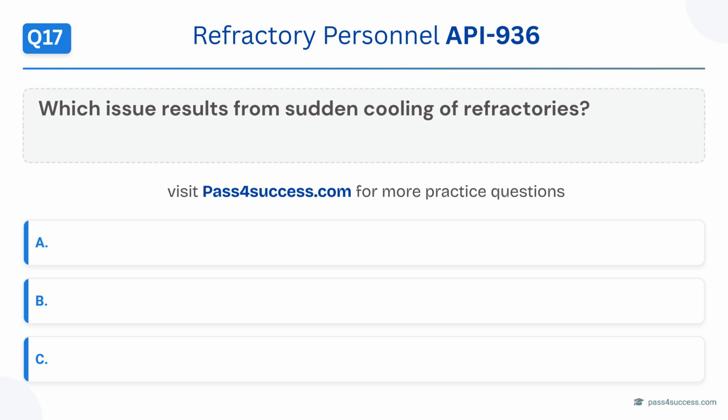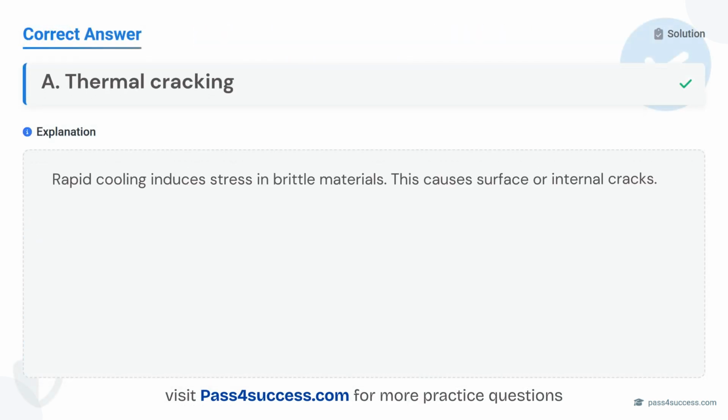This one's tougher than it looks. Which issue results from sudden cooling of refractories? A. Thermal cracking. B. Shrinkage. C. Porosity loss. Correct answer is A. Thermal cracking. Rapid cooling induces stress in brittle materials. This causes surface or internal cracks.